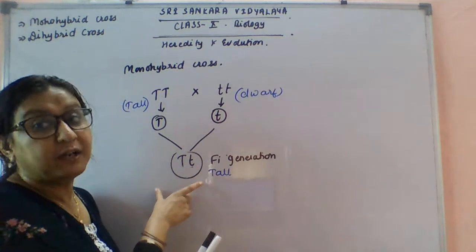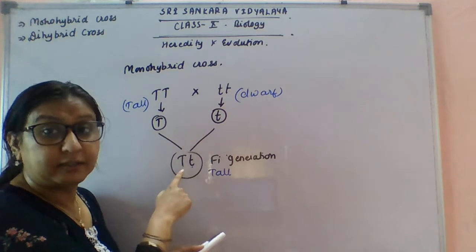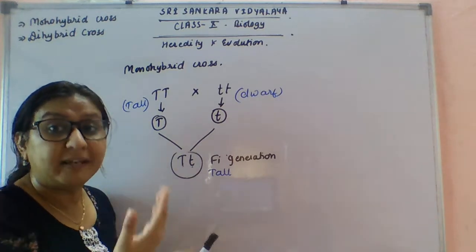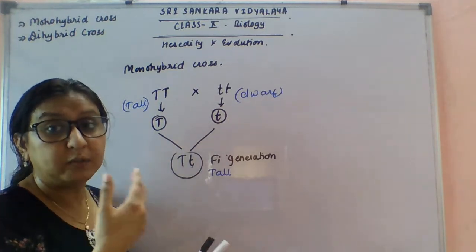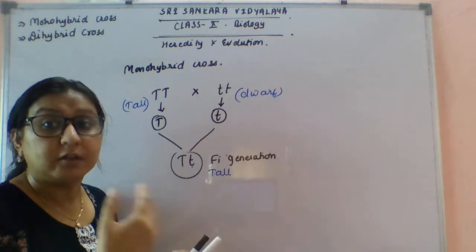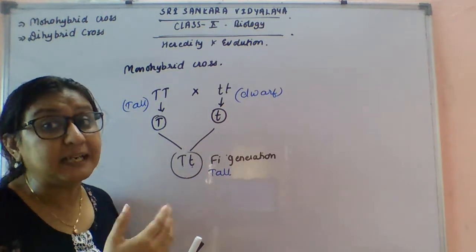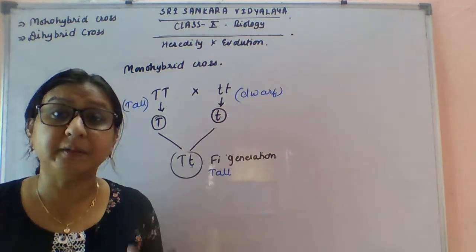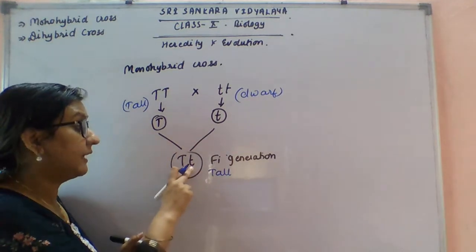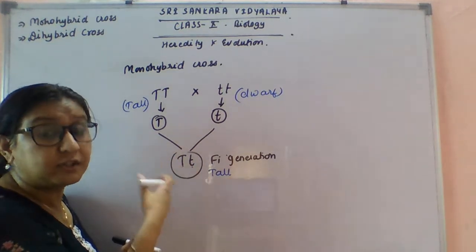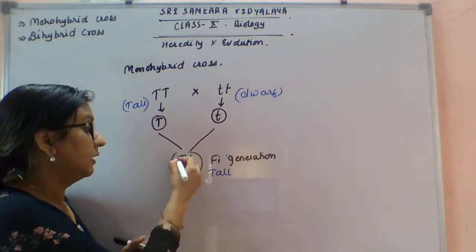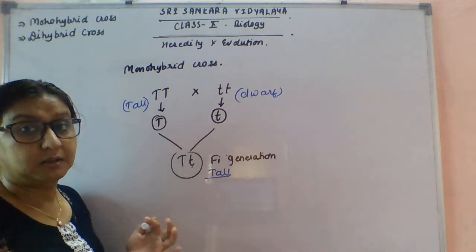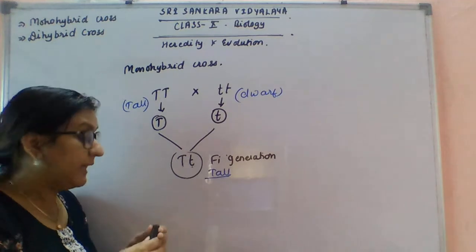So obviously this plant will be tall, because the dominant character is present here. I explained that wherever the dominant character is present, it will dominate the recessive one, or you can say the recessive character will get masked by the dominant character. Here the recessive character is small t, so it can't show its presence in the presence of capital T. So this plant will be tall, but it has the genes of the dwarf plant.